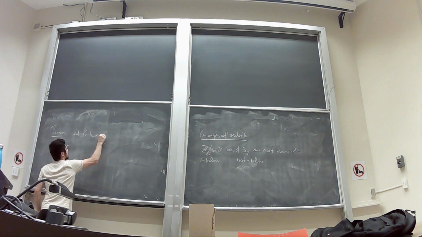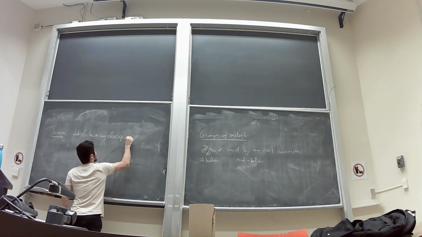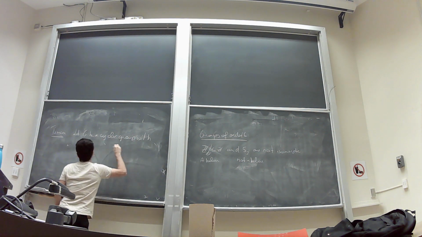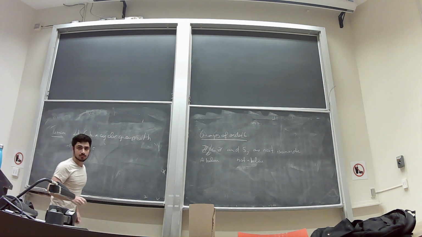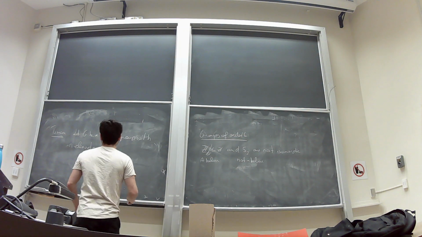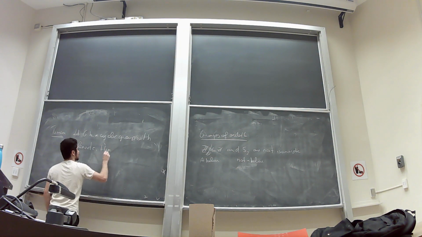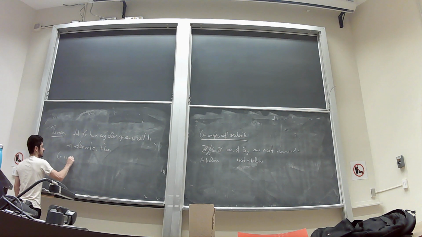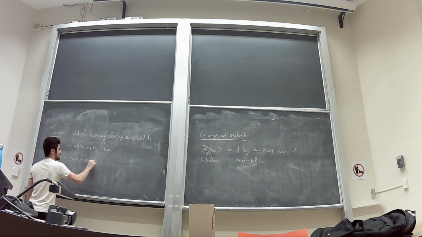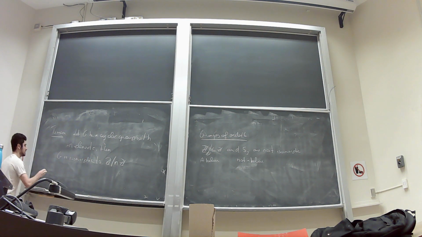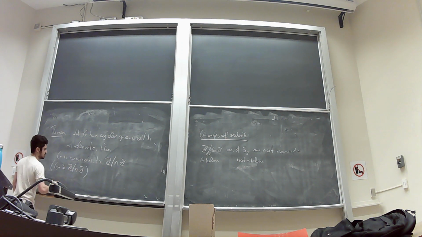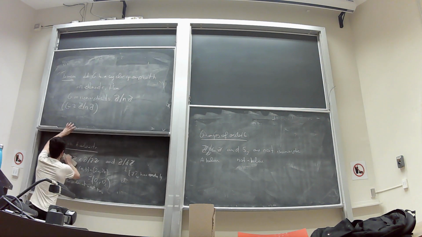Let G be a cyclic group with n elements. Then G is isomorphic to Z modulo nZ. Okay, I mean, we write it this way: G is isomorphic to Z mod nZ. This means isomorphic. Let's prove that.